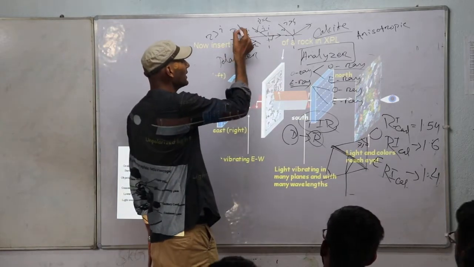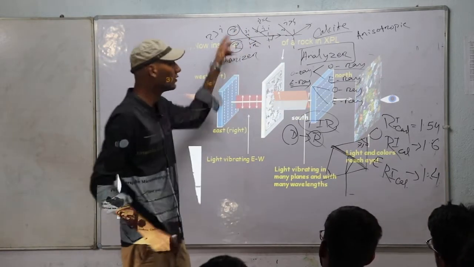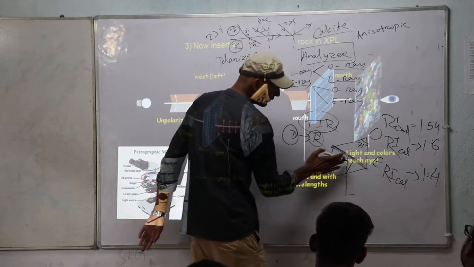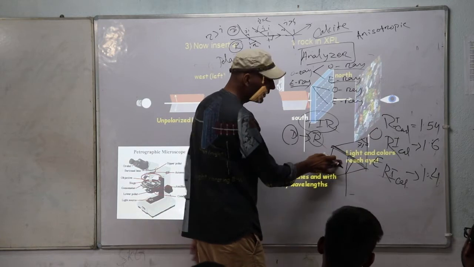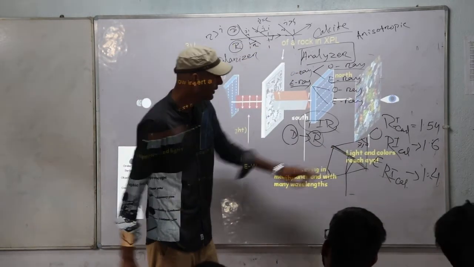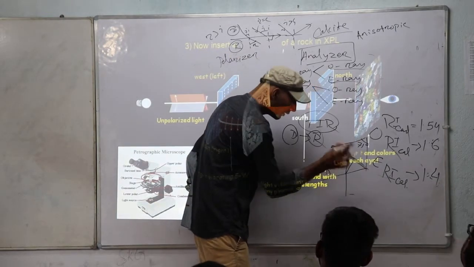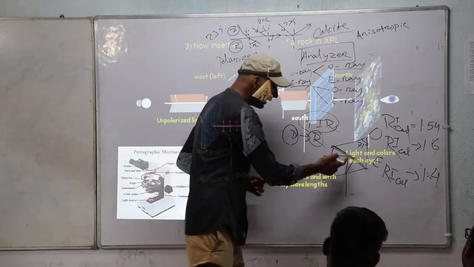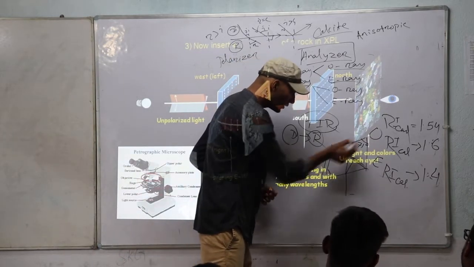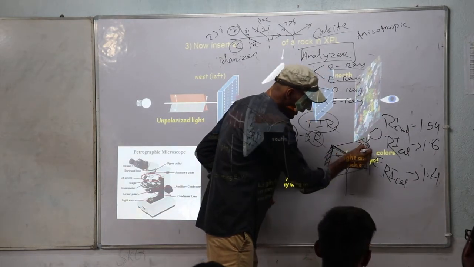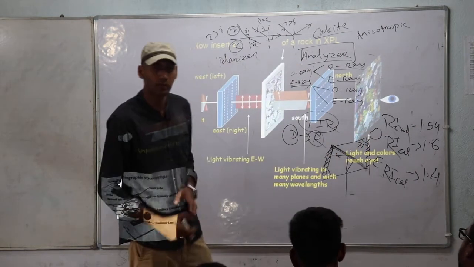So that occurs when there is movement from a denser to a rarer medium. So when the ordinary ray travels from the denser medium, that is calcite, to the rarer medium, that is Canada balsam, what happens? It will suffer total internal reflection. So the ordinary ray comes back and is absorbed by the black coating. The black coating is there to absorb the ordinary ray.